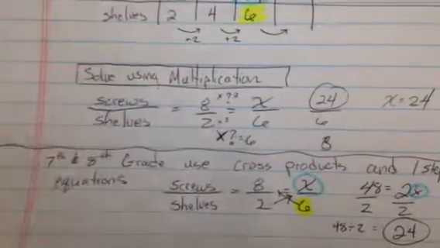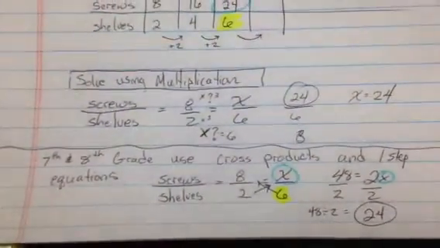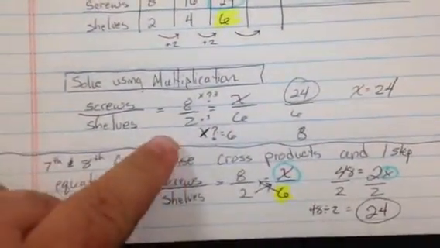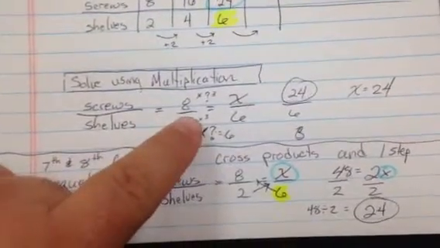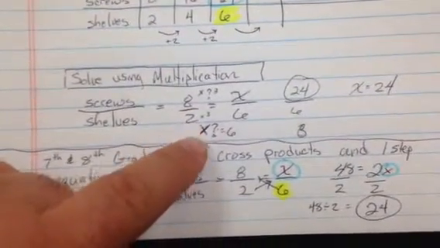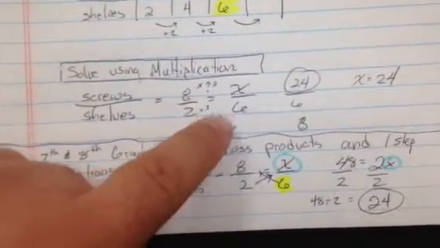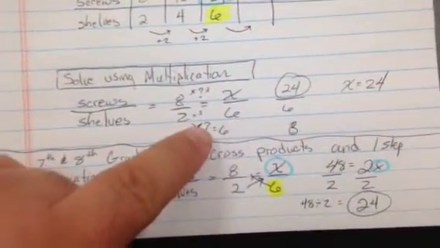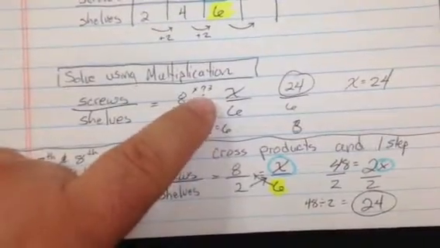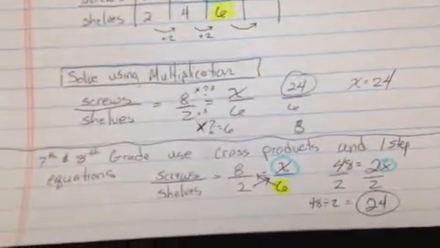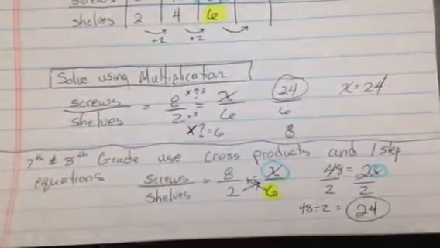You can also solve using multiplication. The screws: there are 8 to 2 shelves. And I ask myself, 2 times what number equals 6? Well, 2 times 3 gives us 6. Whatever I do to the bottom, I have to also do to the top. So 8 times 3 equals 24.